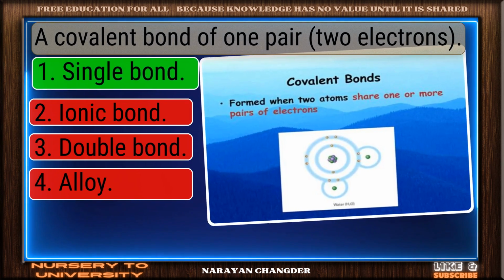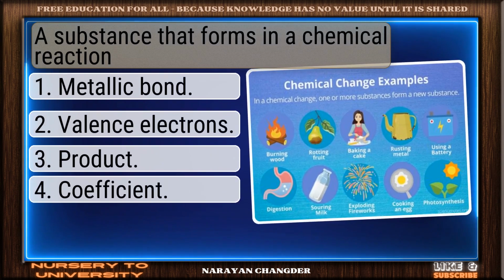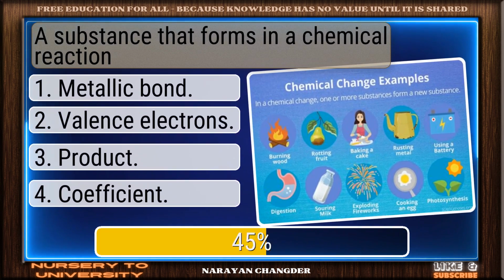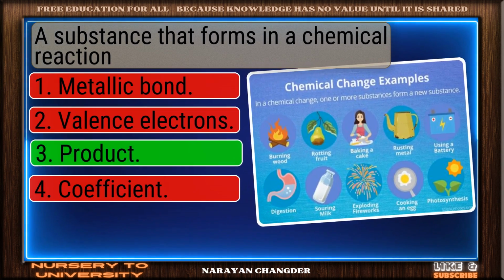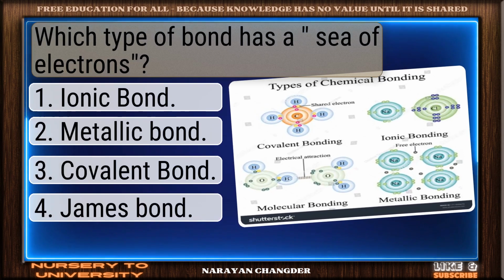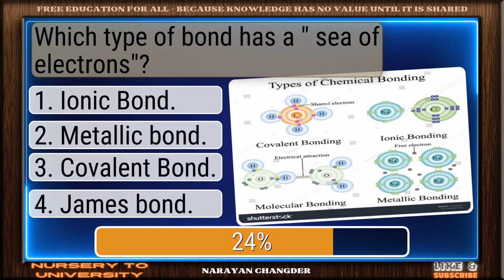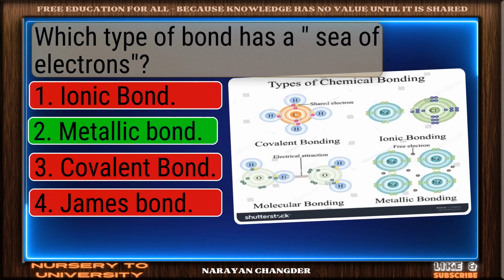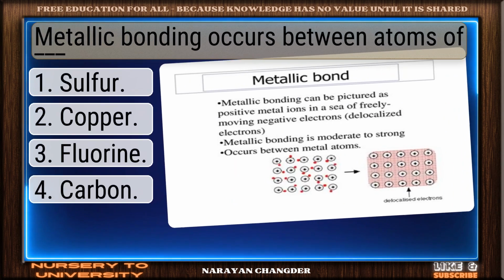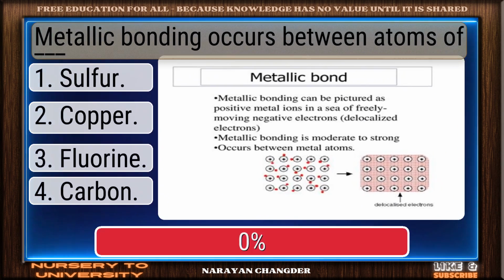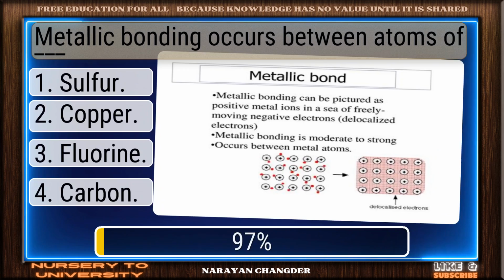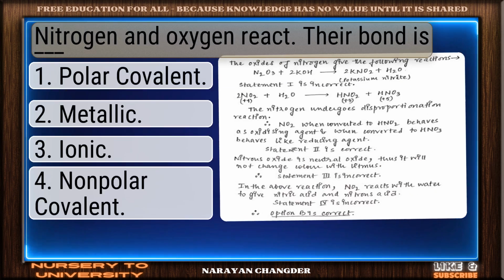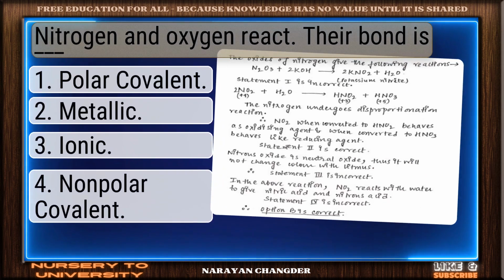That's it, single bond. A substance that forms in a chemical reaction. Well-expressed, product. Which type of bond has a sea of electrons? On track, metallic bond. Metallic bonding occurs between atoms of dash. Smart thinking, copper. Nitrogen and oxygen react, their bond is dash.